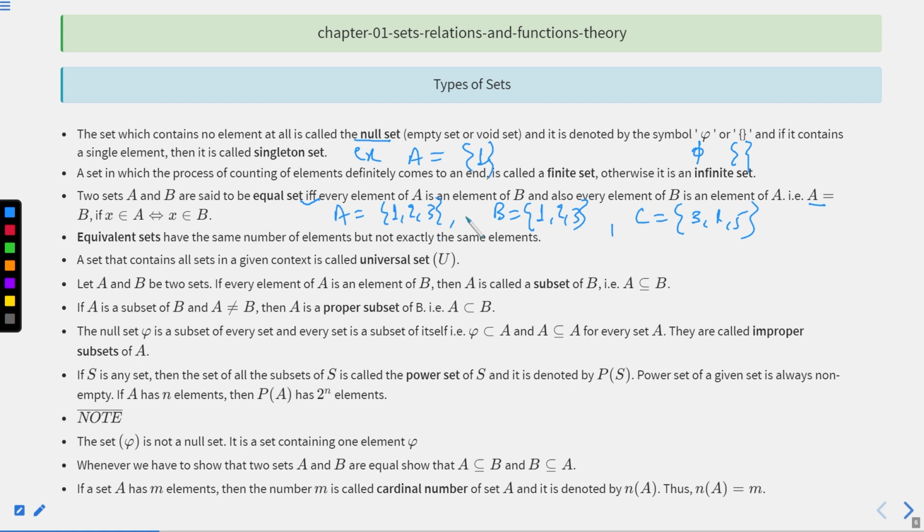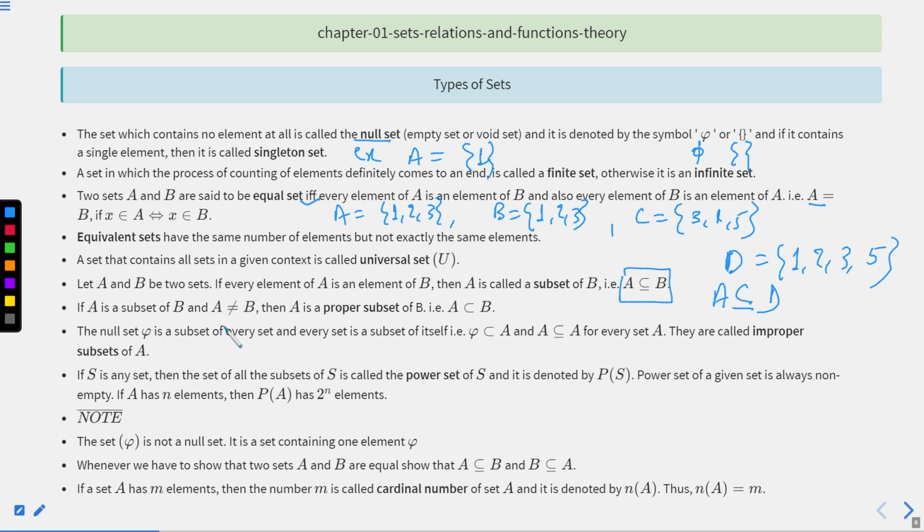Suppose we have set A as 1, 2, 3, and suppose we have set D as 1, 2, 3, 5. Then we can say that A is a subset of D, because every element of set A is an element of set D. So A is a subset of B can be represented with this symbol, A ⊆ B.